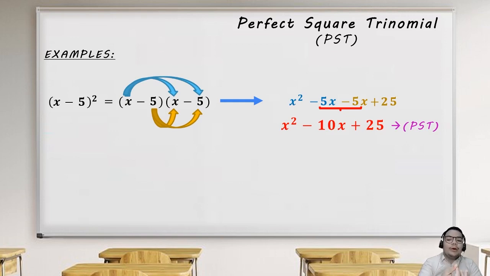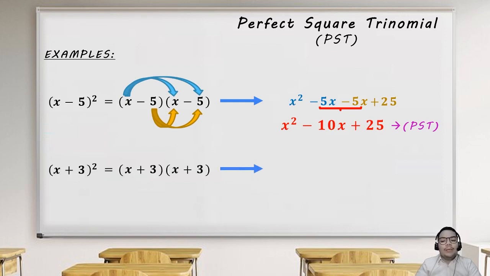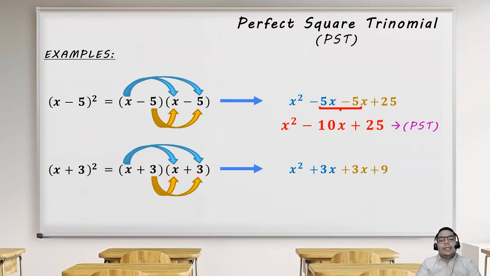The perfect square trinomial comes from a square of binomial. So let's take another example. Let's consider x plus 3 quantity squared, another square of binomial. If you try to expand it, it's the same as x plus 3 times x plus 3. If we do FOIL, x times x is x squared, x times 3 is 3x, 3 times x is 3x, and 3 times 3 is 9. Adding the similar terms, we have the equation x squared plus 6x plus 9. And once again, this is a perfect square trinomial.